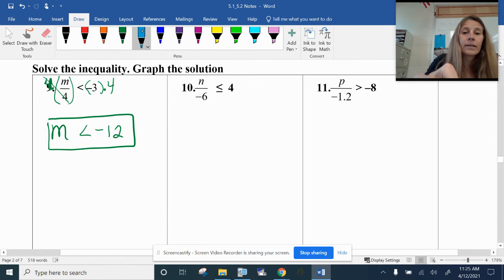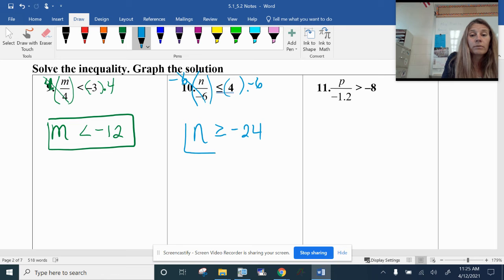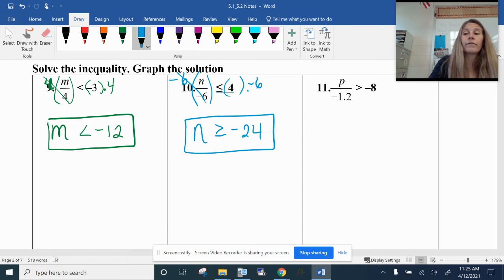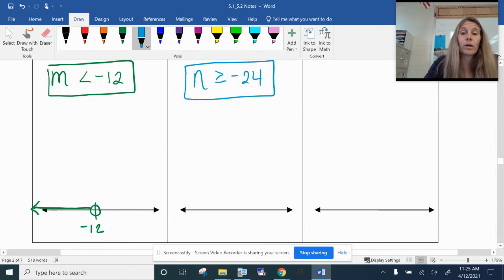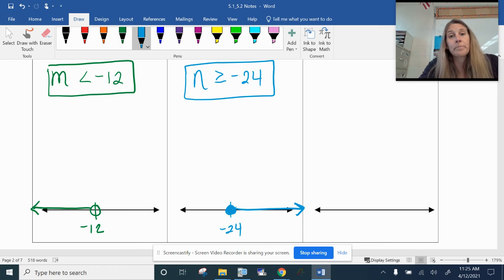Okay, number 10, this time we are multiplying both sides by a -6. So this time we will have to change the direction of that inequality sign, and we get -24 for our solution. So our cutoff number here is -24. And after we reverse the direction of our inequality sign, we end up with n is greater than or equal to -24, and all the greater numbers are to the right.